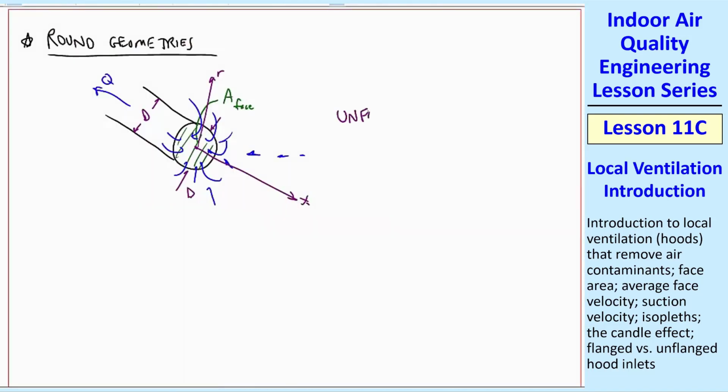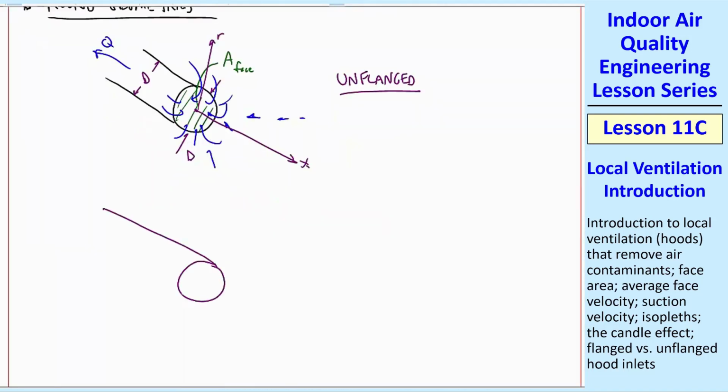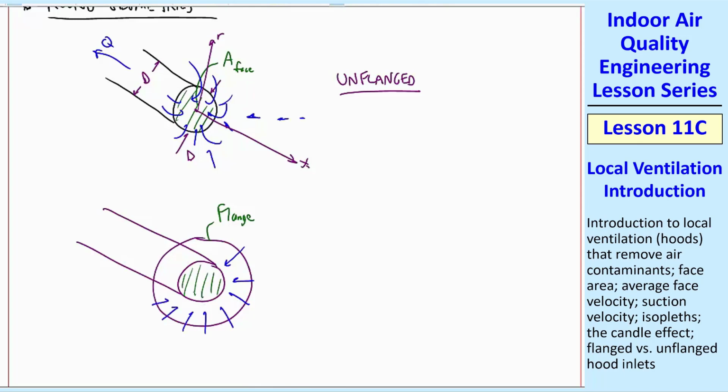This is called unflanged. You can add a flange to it right at the entrance, at the inlet face. And that flange will help because it forces the air to flow straight along the flange, parallel to the face, and then get sucked in. You'll still get a little bit of flow from the back and over, but it'll be a very small velocity. So that helps a little. This is called a flanged inlet.